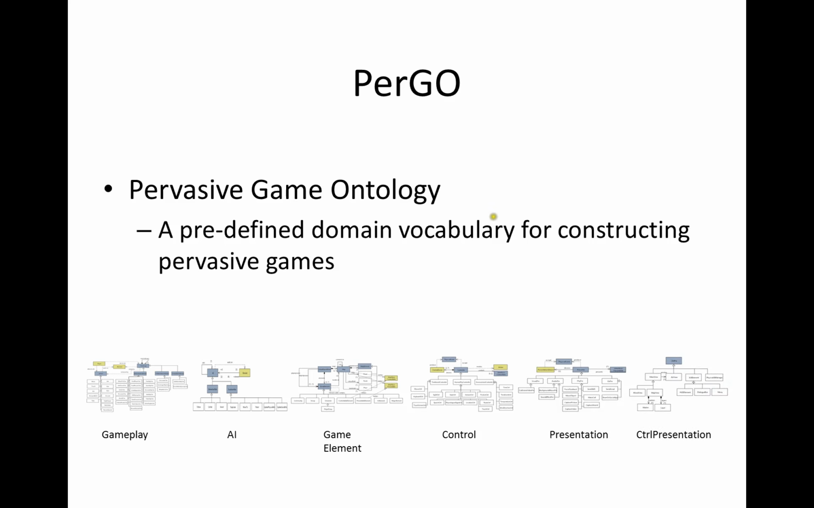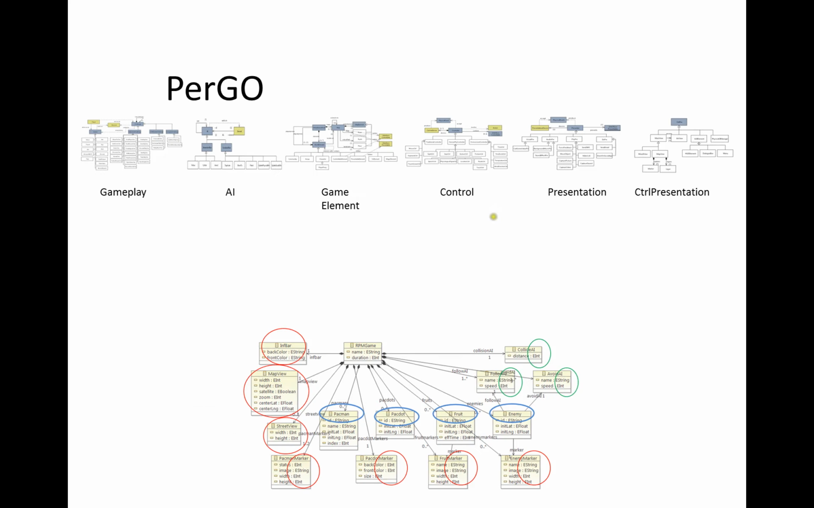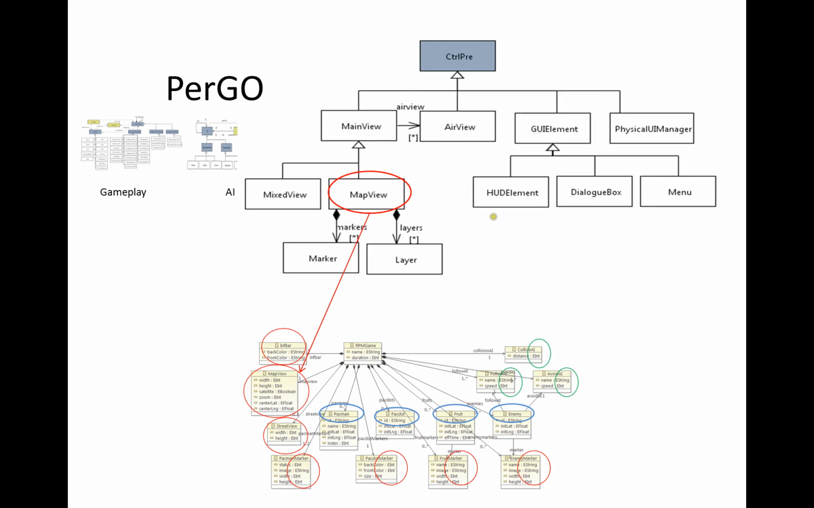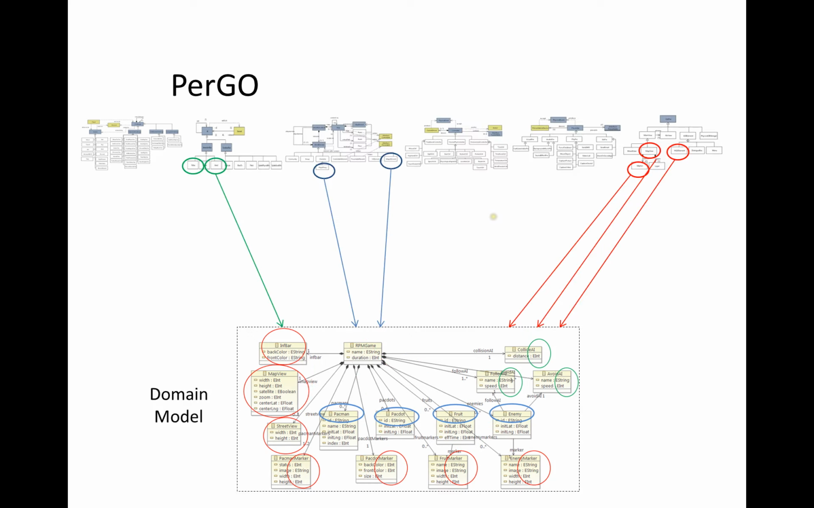For our Real Pac-Man games, we use the map view in Pergo directly, and marker in Pergo to derive specific markers. We also use several other concepts in AI and game elements perspectives to construct the final domain model.